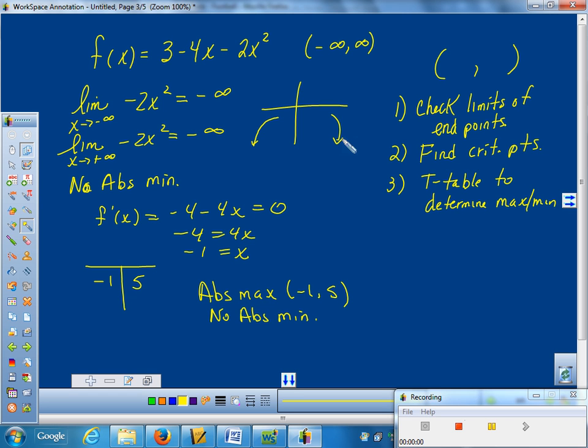So then we went ahead and did the derivative and solved it to get a critical point at negative 1. I just need to know that this point exists and it's higher than negative infinity. So I put it in my t-table, subbed negative 1 into the original function, and found out it's 5. Since 5 is higher than either of the limits, I know that must be my absolute maximum at (-1, 5), and I have no absolute minimum. Okay. The next part continues with the rest of the class.